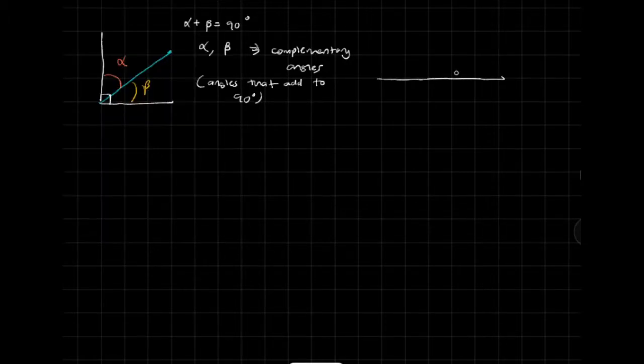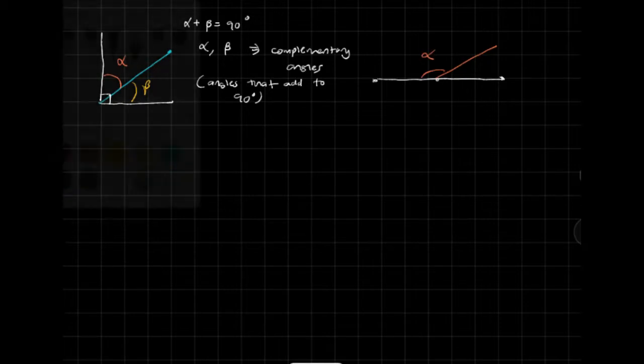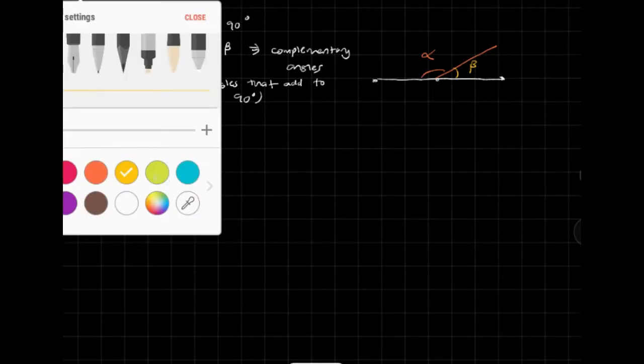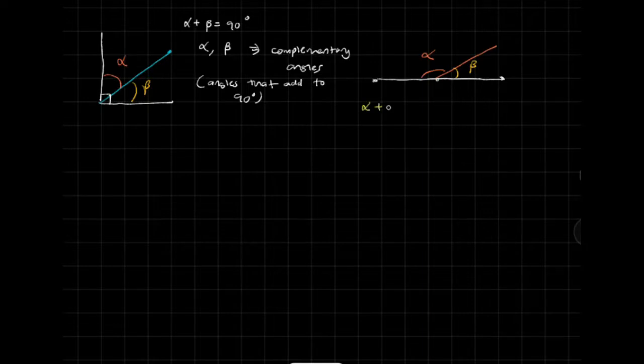We had a straight line like this, and we know that straight lines constitute a straight angle. Let's say we had another divider like that, and these two angles, let's call this one alpha, and this one beta. Well, we know that a straight angle, or straight line, will have a 180-degree angle. As a result, we can understand that alpha plus beta is equal to 180 degrees.